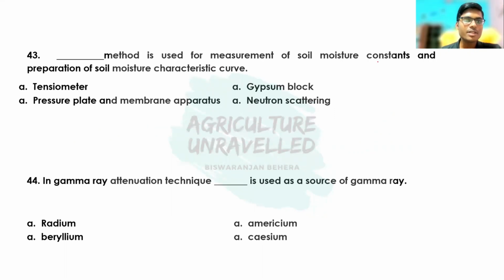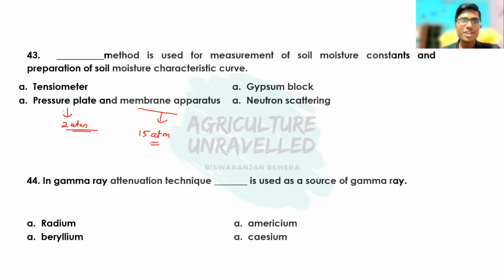Then coming to the next question, that is DAS method is used for measurement of soil moisture constants and preparation of soil moisture characteristic curve. This question we have already discussed. The correct answer of this question is pressure plate and membrane apparatus. Here we have to remember that the pressure plate apparatus is useful up to 2 atmospheric pressure, whereas the pressure membrane apparatus is useful up to 15 atmospheric pressure.